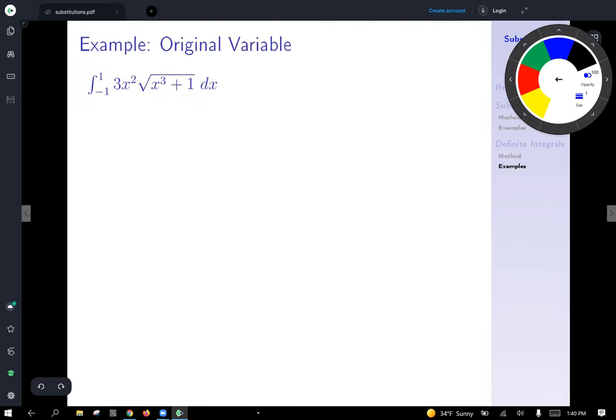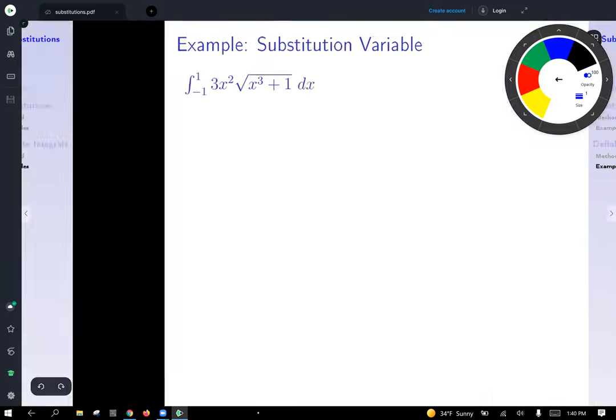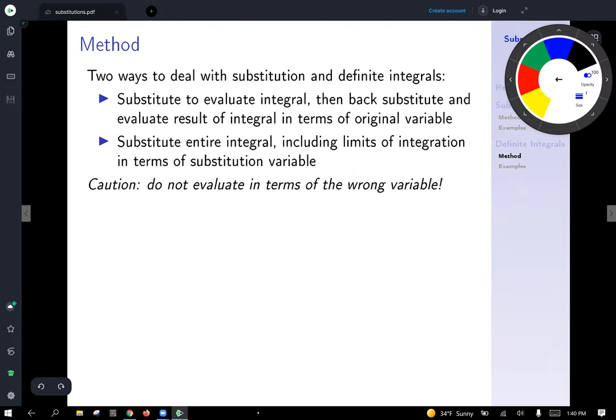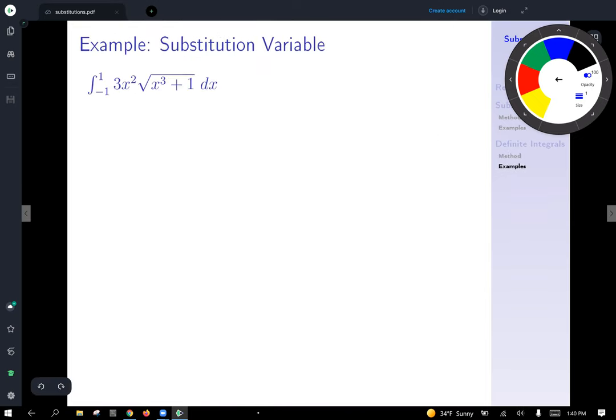So let's do it. And as you might guess, two ways. The first one I titled original variable. The second one I titled substitution variable. So the first one is to do the entire integral like we've been doing, then back substitute, and then evaluate in terms of the original limits. The second one will be just switch everything to u, the substitution variable.